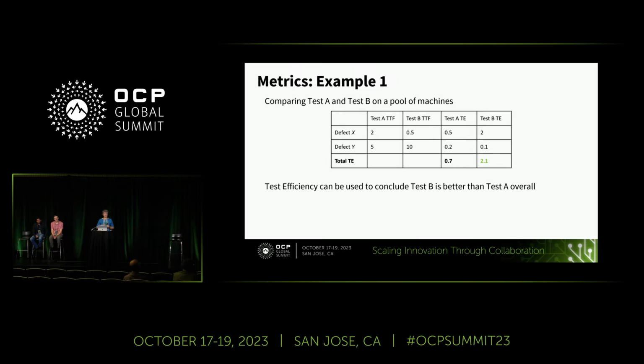And that is something that can happen. The metric is flexible. It gives the user the capability to choose how to apply it. So if someone is interested in finding defect X very fast, then they're going to use test B. If not, then they can apply additional weight factors, or they can choose based on the total test time. For example, for test A, it's 5 hours to find both defects X and Y.